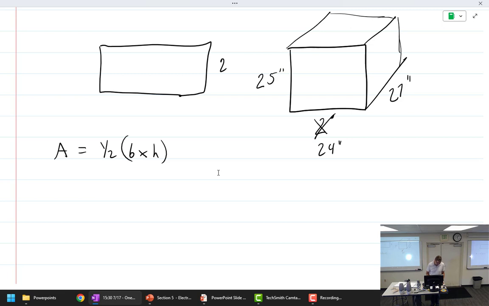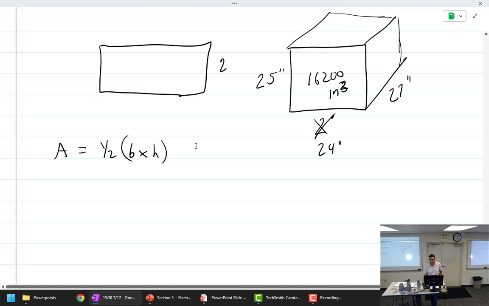Doesn't matter what order you go in. 16,200. So 16,200 inches square. And that'd be inches cubed? Cubed. Yeah, sure would be. Thanks. Just make sure somebody's paying attention. Inches cubed. So that one, you just missed it. You multiply all of them.